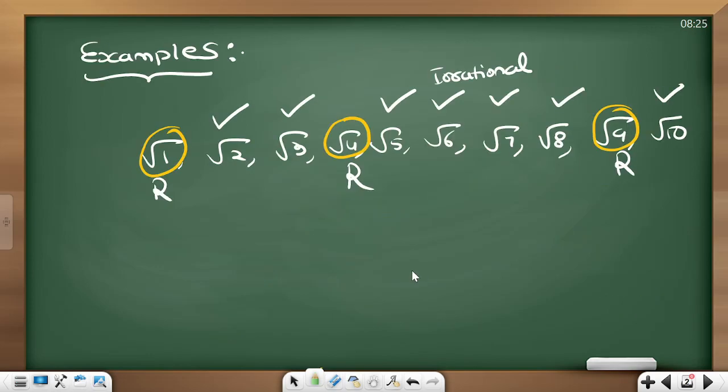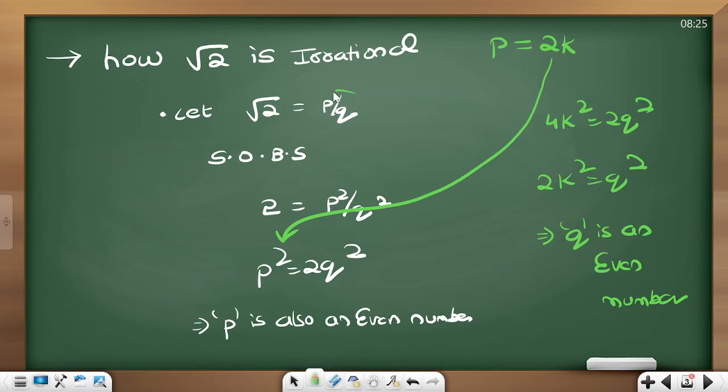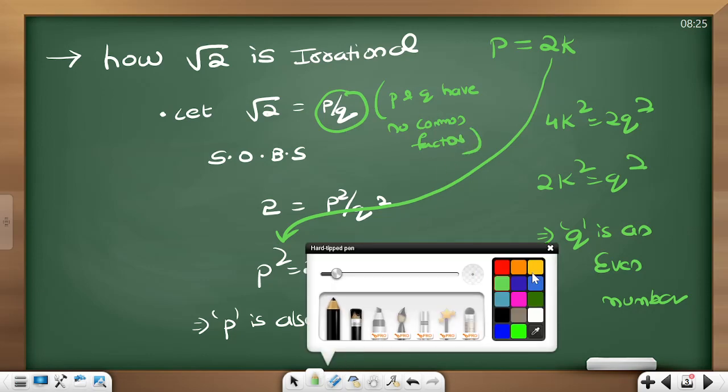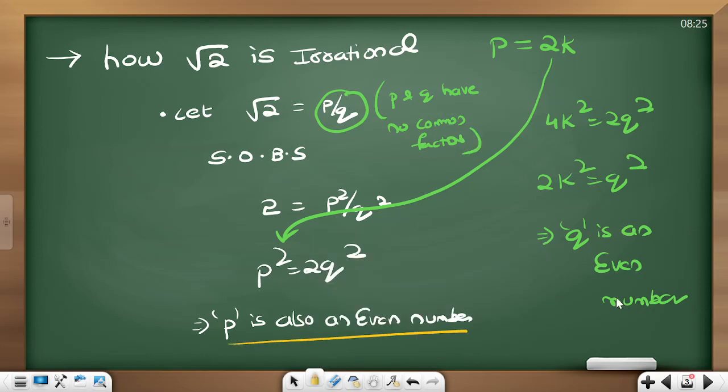See, when we took root 2 equal to P by Q, right there we declared that P and Q have no common factors. But now after proving all this, we got P is an even number, Q is also an even number. That means P and Q have common factor 2. That means our assumption is wrong. Therefore, root 2 is irrational. Clear?